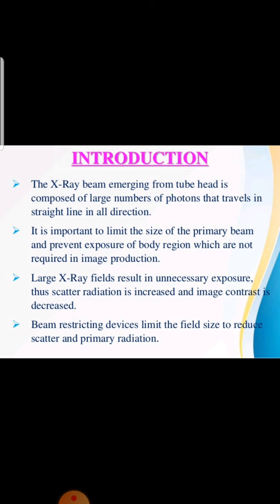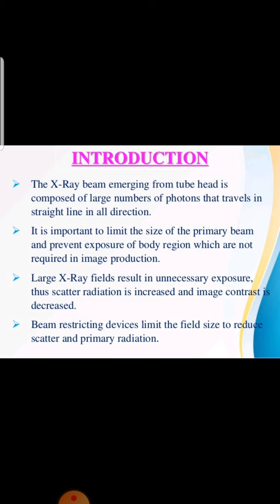So we know that our X-ray comes from the source, that is our X-ray tube, and after striking the focal spot, we get radiation that is off focus as well, and it is also called scatter radiation. And our primary beam, after interacting with the object, will go in various directions, and it will also produce scatter radiation. So the X-ray beam emerging from the tube head is composed of large numbers of photons that travel in a straight line in all directions.